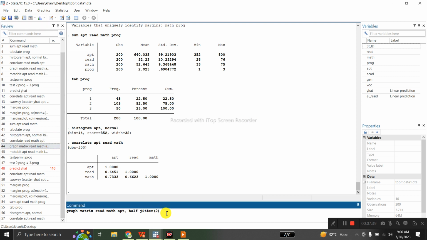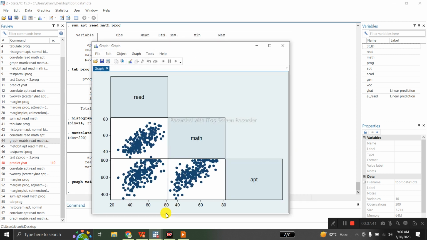Now let me see the graph matrix of these variables. This is the scatter plot of reading and aptitude, and this is the scatter plot of math and aptitude, and you see there are a huge collection of points at the top of this scatter plot, and similarly there is a huge collection of points or scatters above this. So this is because of censoring from above.